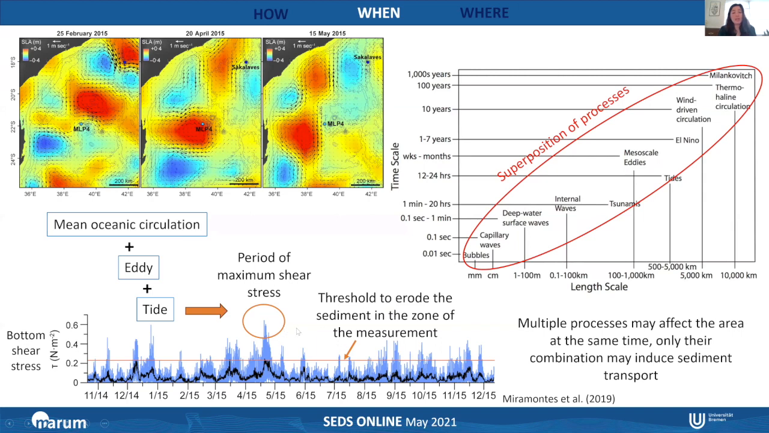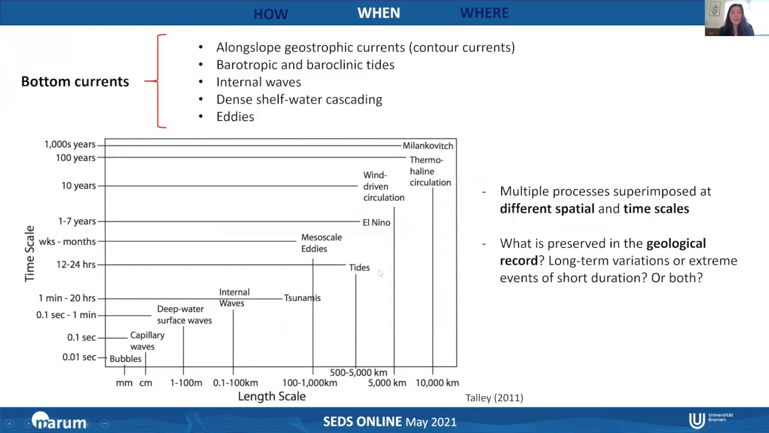So maybe most of the sediment is just being transported during some periods of time where the combination of different processes is going to generate stronger currents. So the question is also, how can we then interpret that in the geological record? Can we know if what we preserve is the long-term variation of these currents, the mean circulation, or if we are just preserving these events of short duration where we have the accumulation of different processes that are transporting the sediment together?